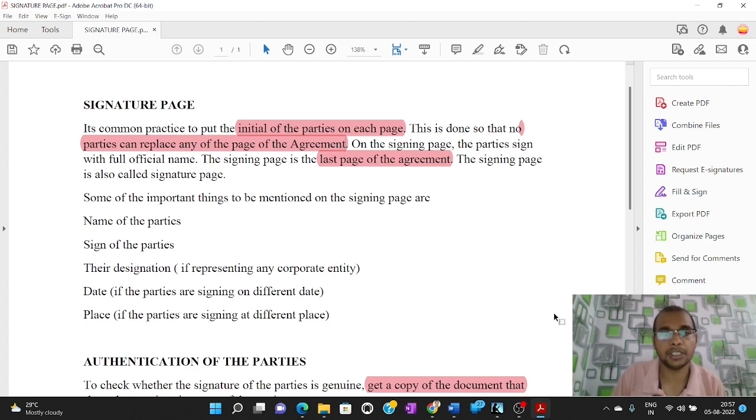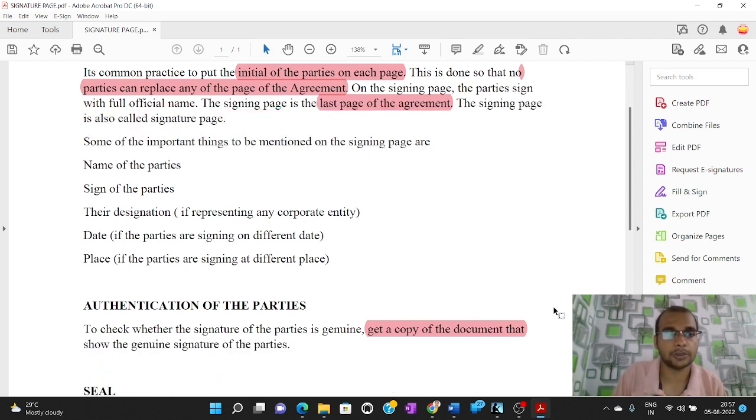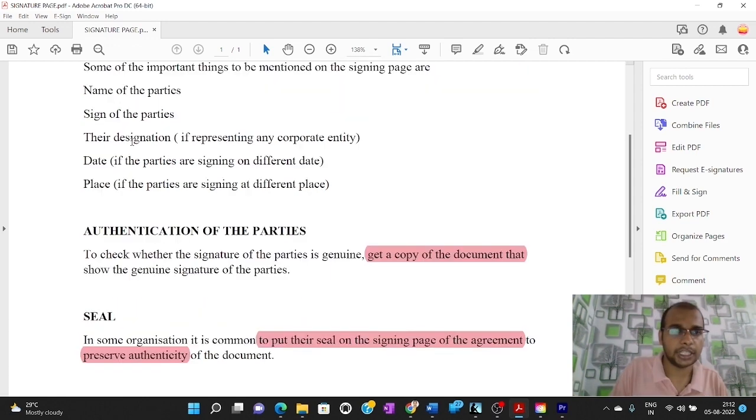The signature page is the last page of the agreement. So let's see some of the important ingredients of the signature page. The names of the parties will be there, and the signatures of the parties will be there. The name should be the full official name as per the government ID. Their designation: if the person signing the agreement represents any corporate entity, then we have to write their designation below the name of that person.